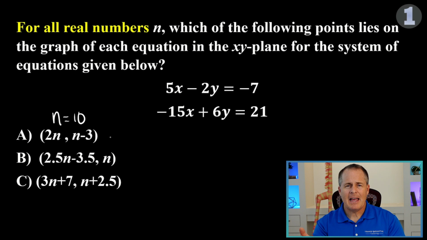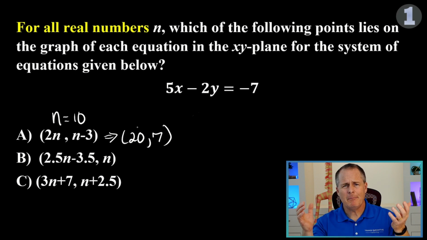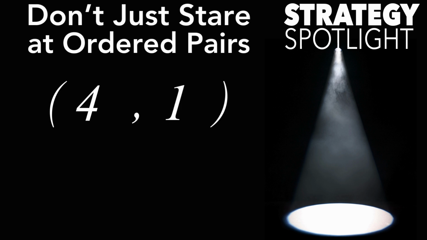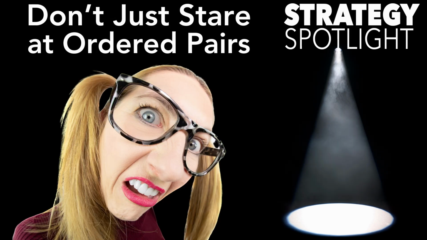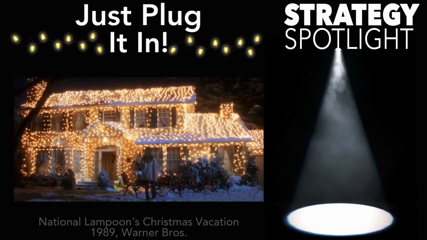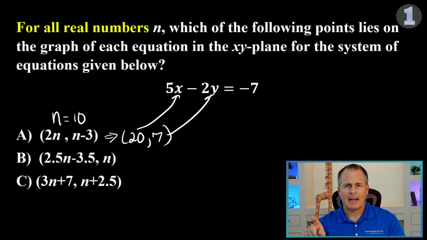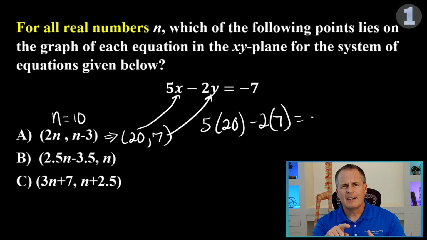If n is 10, the first ordered pair is 20, comma 7. That's great. Well, what the heck does that mean? Well, it's an ordered pair. And one of my sayings is don't stare at ordered pairs. Just plug it in. So you put 20 in for x, 7 in for y, and the first equation. Do you think 100 minus 14 is negative 7?